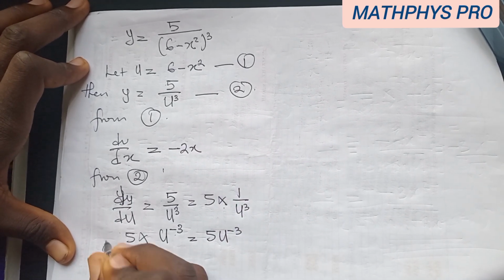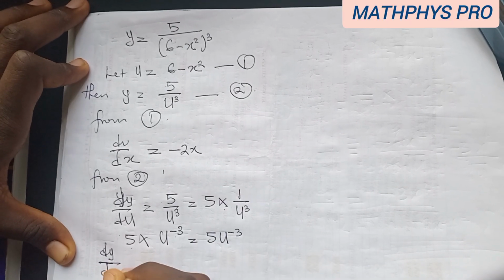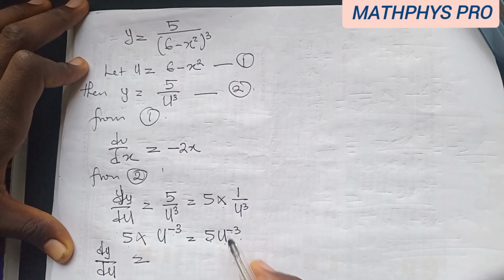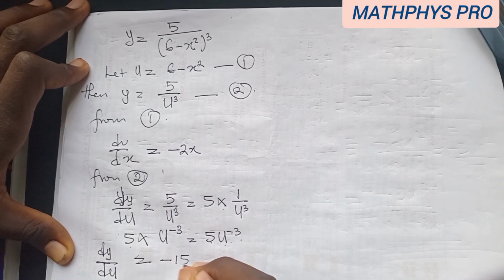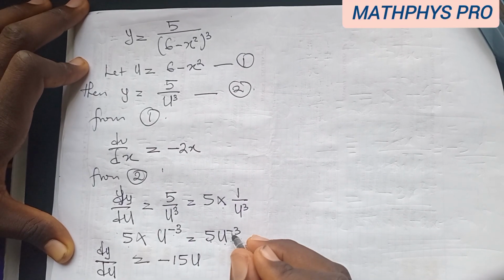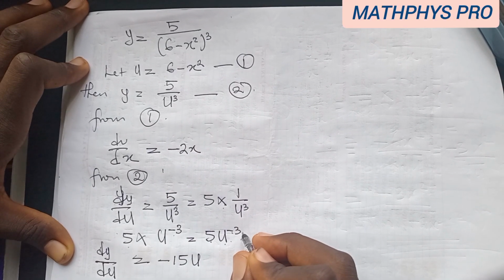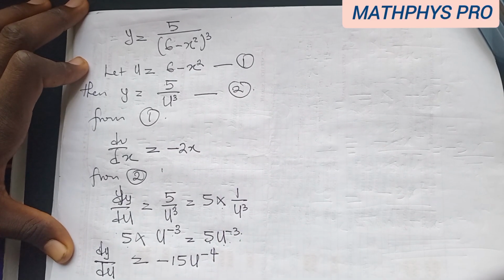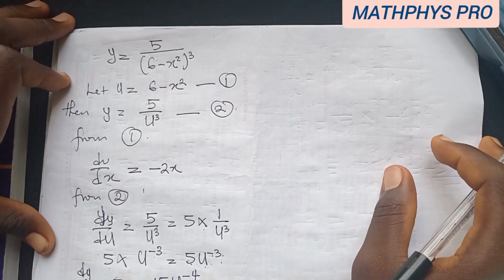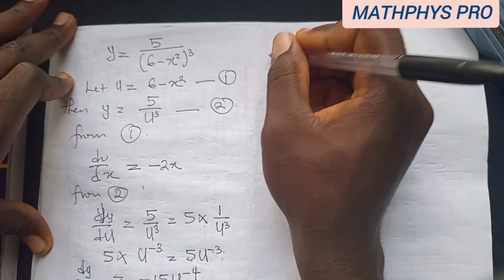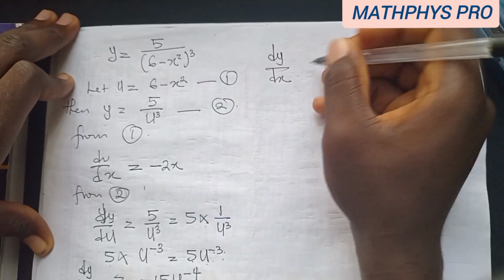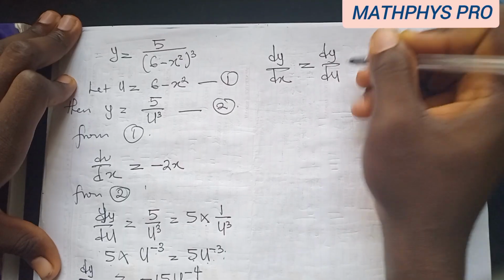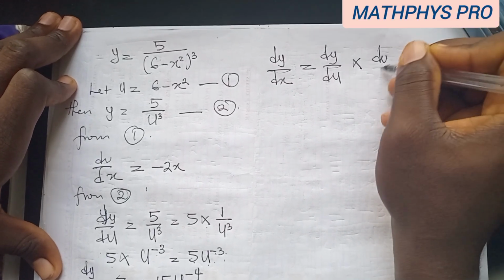So now we can say dy/du will be equal to, if you differentiate 5u raised to the power minus 3, you will get minus 15u raised to the power minus 3 minus 1 will give you what? It will give you minus 4. So now we can apply what? The chain rule formula, which states that dy/dx is equal to dy/du times du/dx.